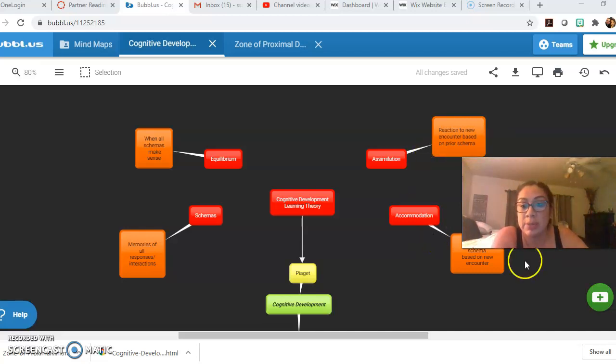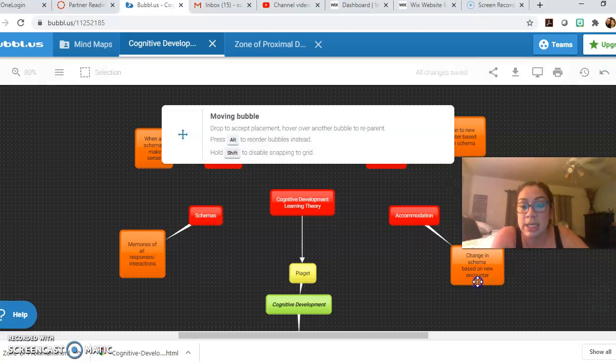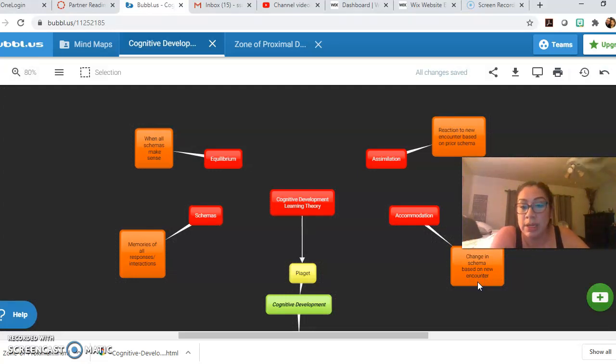Accommodation would be a change in that schema. It would be based on new encounters. So if we had an old memory and a new situation happened, maybe the first time it was scary, the second time we had a good experience. So we change the way our memory remembers that association.